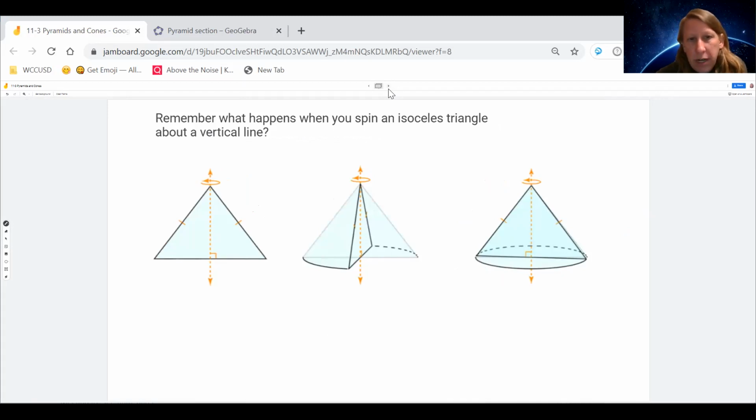Hey, do we remember what happens when we spin an isosceles triangle around a vertical line? We get a cone.